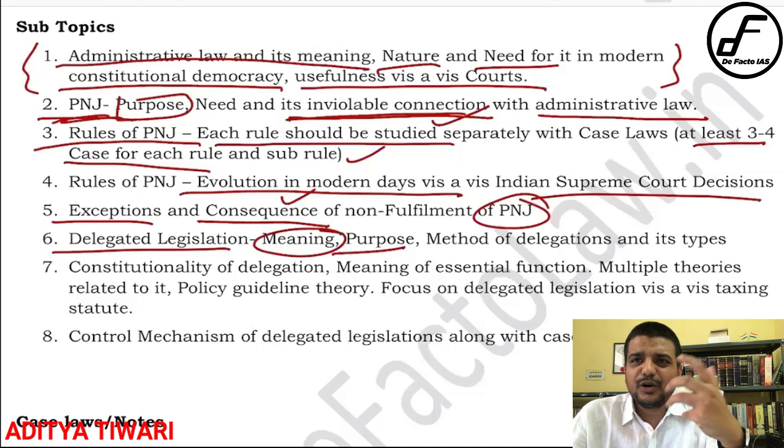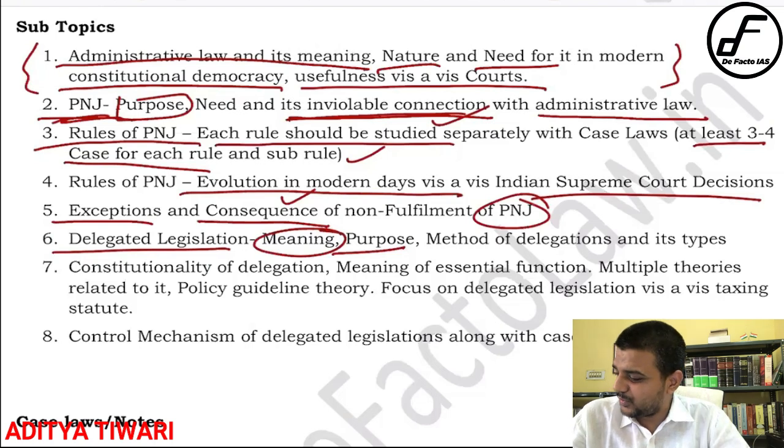Because the legislature is not omnipresent, they cannot be present everywhere and say, these are the things that you have to do. So that is why we have a need for delegated legislation. That is the purpose of delegated legislation. That is the one point that you need to understand.